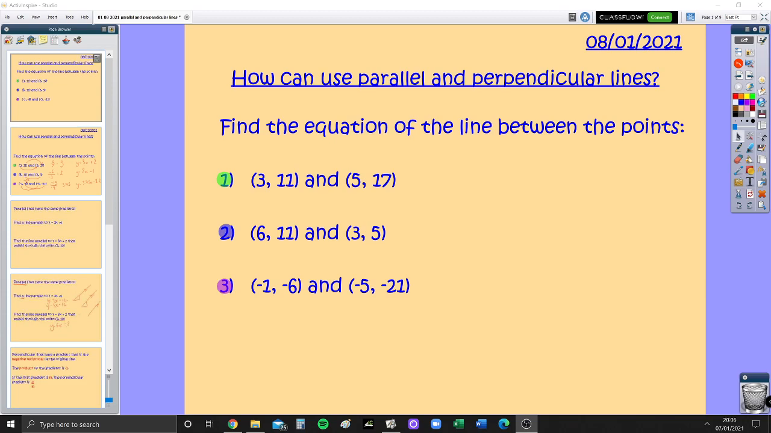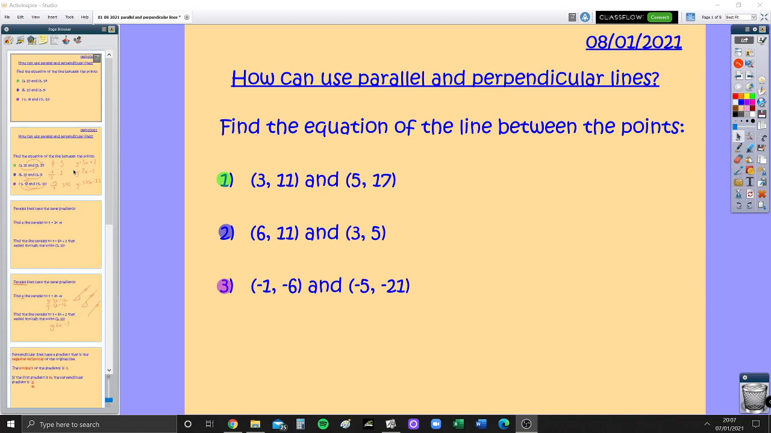So having a look at the questions today, we've got 3 starter questions here to find the equation of the line between particular points. So if you'd like to have a go at those questions and then pause the video as soon as you're ready to go through the answers, then you can unpause and I'll run through them. So I'm going to assume that people are ready for going through the answers here, so I'm just going to skip over to those.